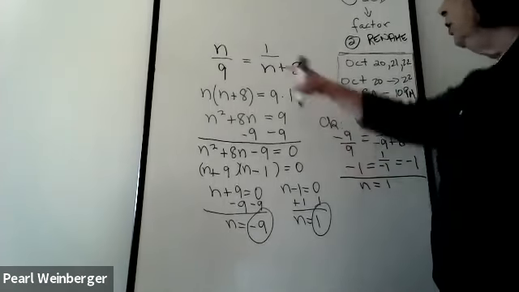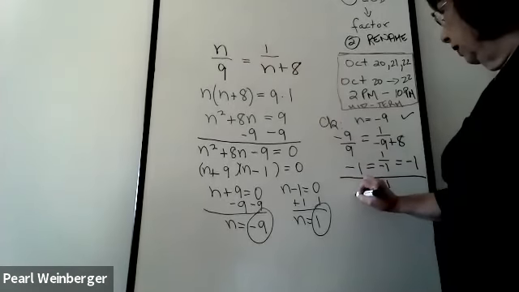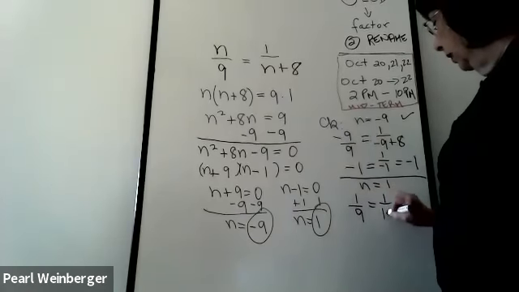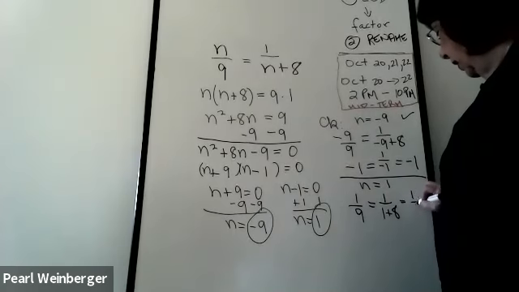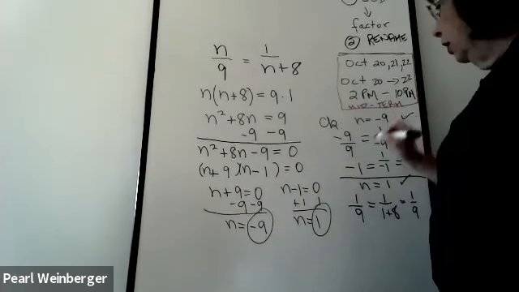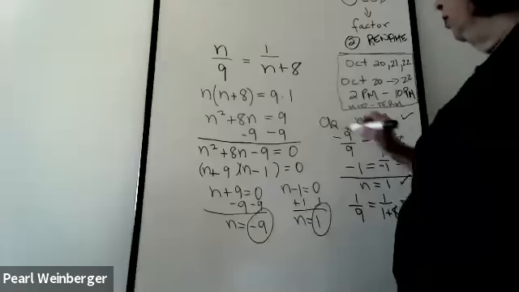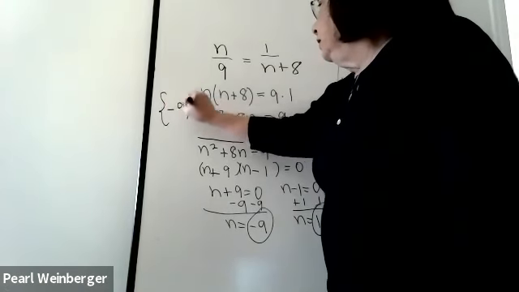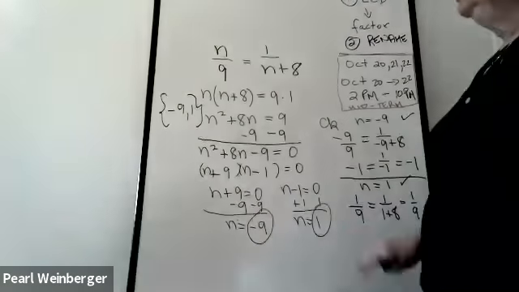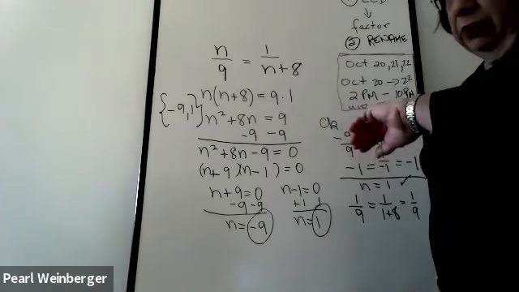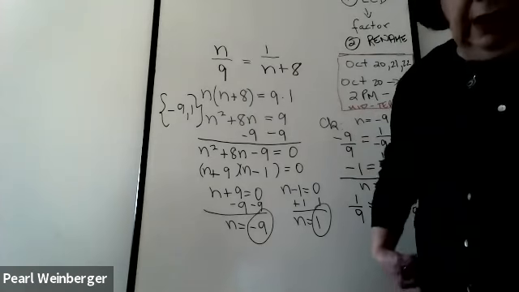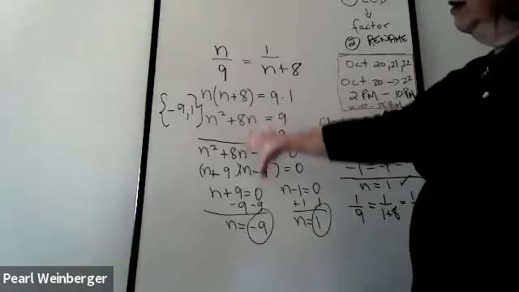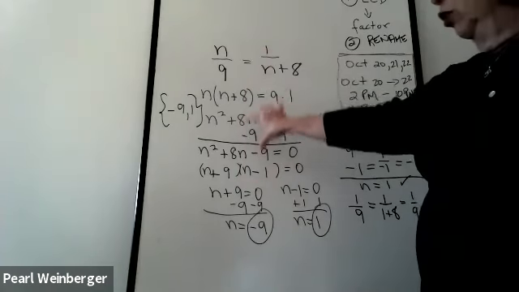I also have to check my second answer, n equal to 1. In that case, I'm replacing the n with 1, and I'm going to get 1 over 9 equals 1 over 1 plus 8, which is 1 over 9, and this also checks. So your answer happens to be both of them, -9 and +1. We're going to see that sometimes we're going to try and check these answers and they aren't going to work. But this is how you would do a question that is a proportion.